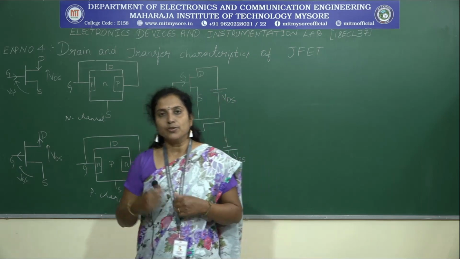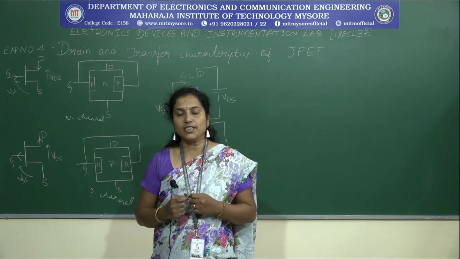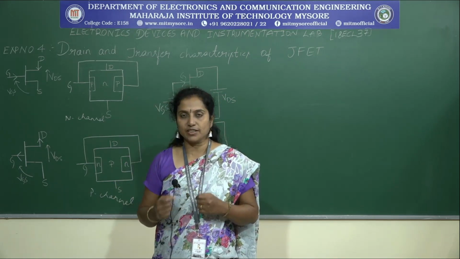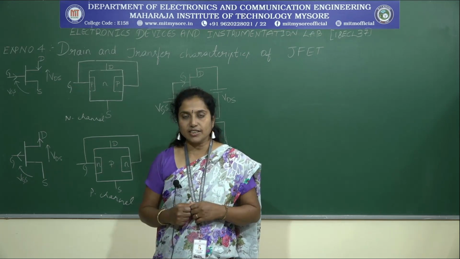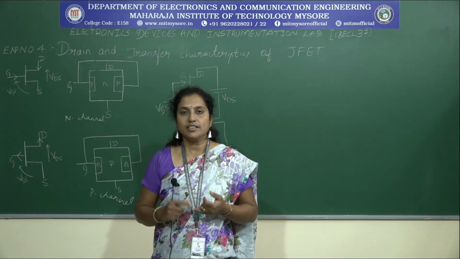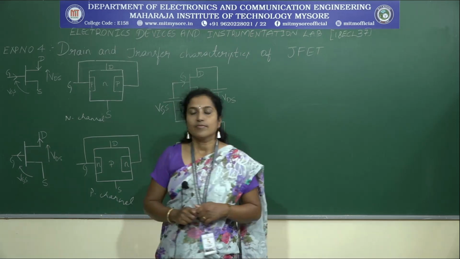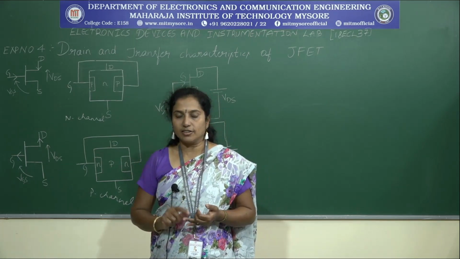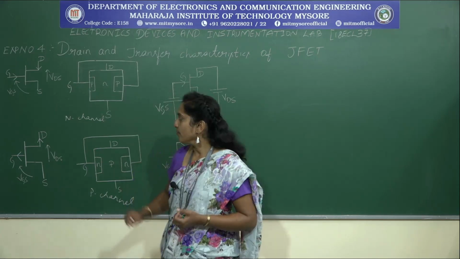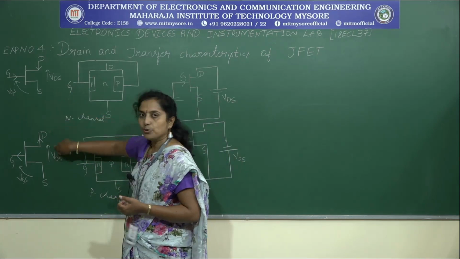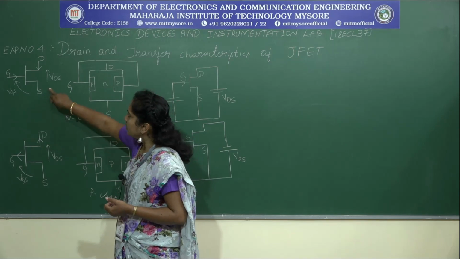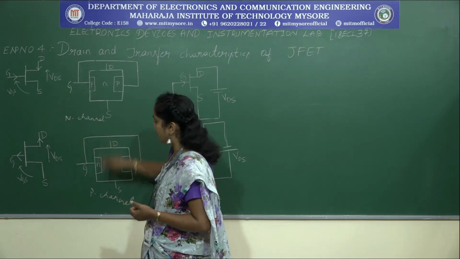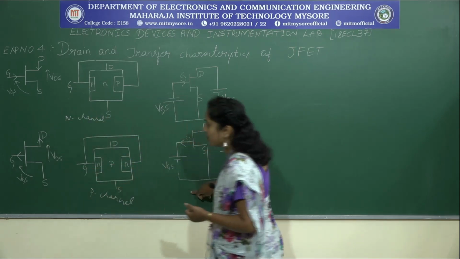Now let us know what a JFET is. JFET is nothing but a junction field effect transistor. It has three terminals like a BJT: drain, source and gate. There are two types of configuration: one is N channel, the other is P channel. Here we have the two types of symbols. This is the N channel JFET, and this is the P channel JFET.